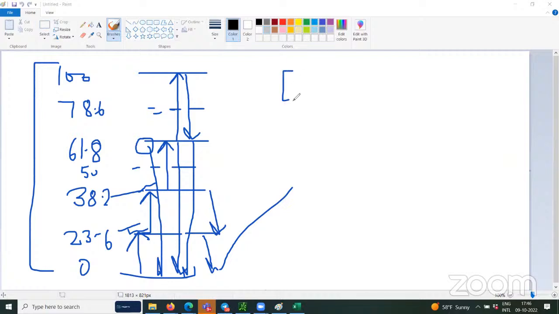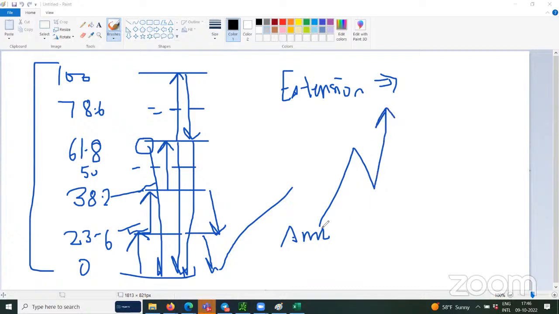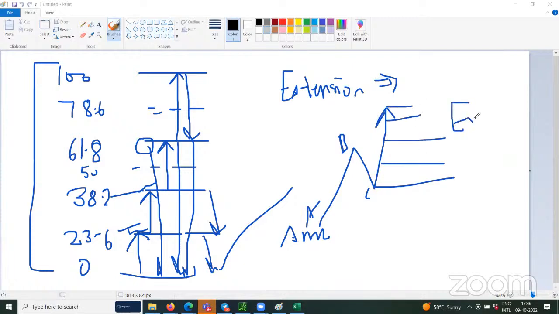Now, when to use extensions and retracements? Extension is when you're looking for a move, like, supposedly this is a stock, Amazon. This moved up, came down, and you see the strength in it and you're expecting it to go higher, you use extensions. So A, B, C. If this is a setup you see and you are looking for a direction which needs to go higher and you want to see where it will find the resistances while going up, you will use extensions.